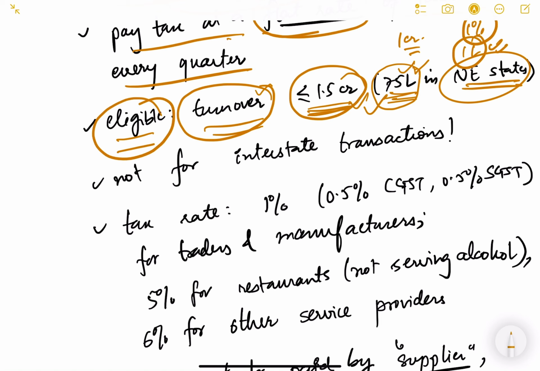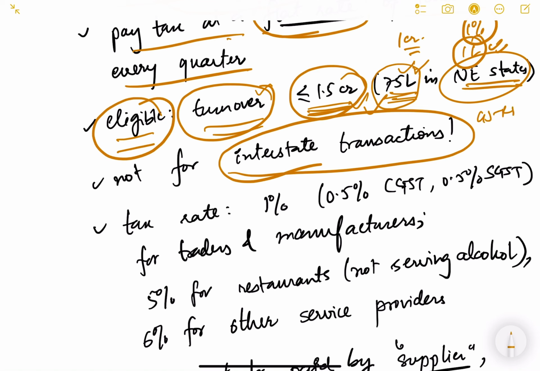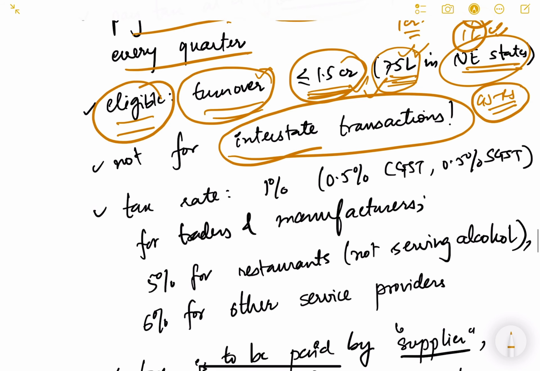And it is only for within state transactions. It is not for interstate transactions. If you are doing transactions interstate from one state to another, for example Gujarat to Rajasthan or any other interstate transactions, then you are not eligible for composition scheme. It is only intrastate, within the state. Whether or not your revenue is more than 1.5 crore, you will have to be registered under GST if you want to do interstate business.